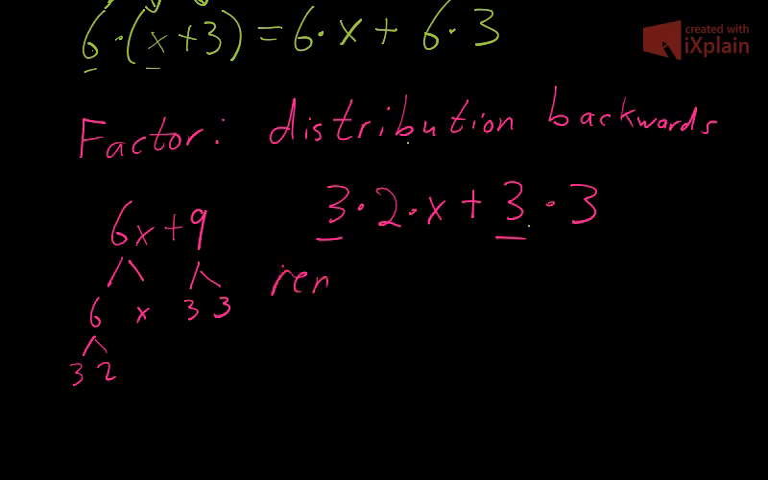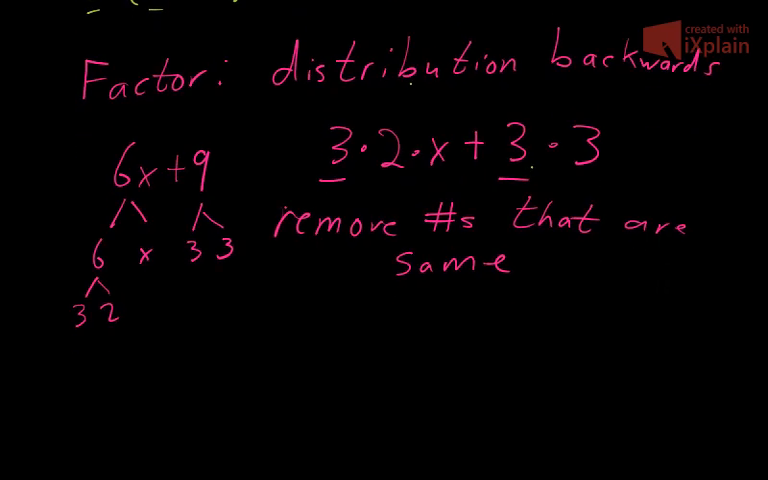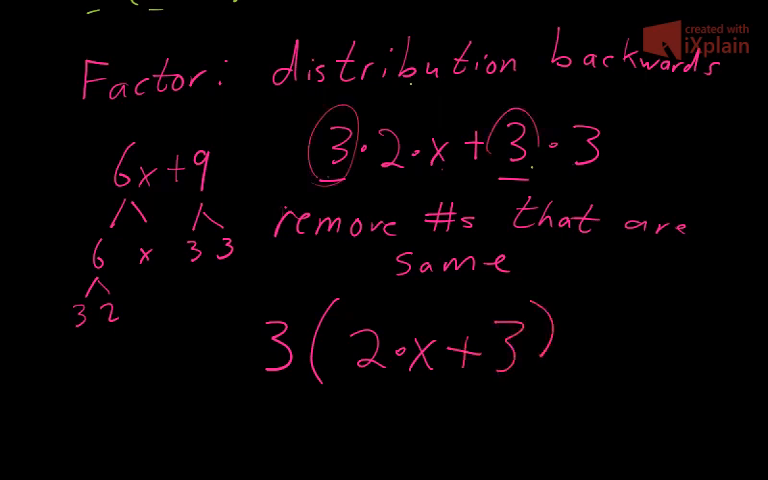So look for numbers that are the same, and then I take them out. I'm going to remove numbers that are the same. I have my 3 and 3. They're both there. I'm going to remove them, and they're going to come out to the side. What I have left is 2 times x plus, and what I have left over here is a 3. So I took both of these 3's and moved them right out, and everything that was left went right through there.